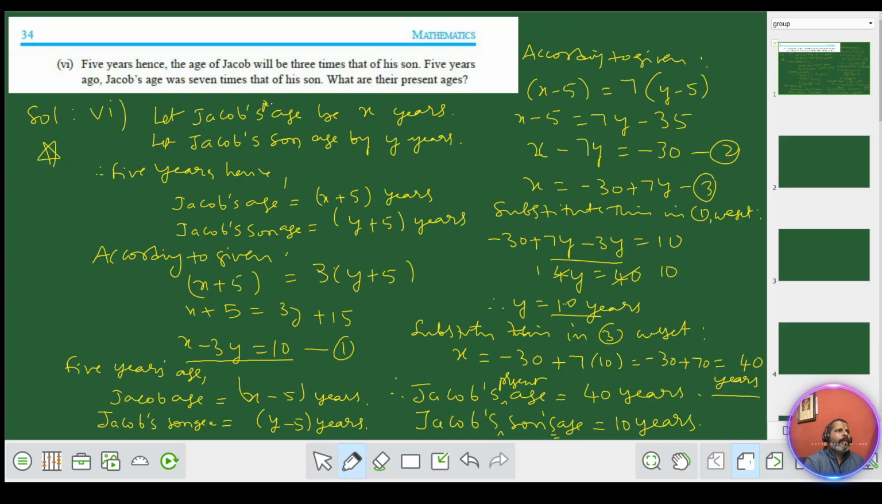So modify it to present age. Here also you write present age. So 40 years and 10 years. Jacob's present age is 40 years. Jacob's son's present age is 10 years. Okay. With this, we are completing the second exercise in linear equations in two variables. Okay. Thank you.